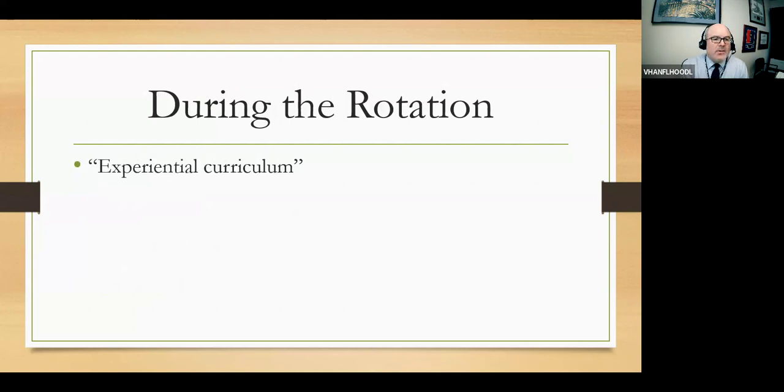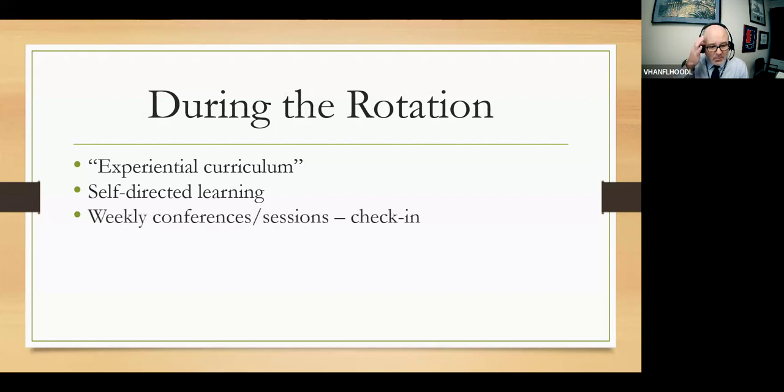During the rotation, I think we tend to leave them up to that experiential curriculum. I haven't seen much in terms of that in surgical. I did see that there were certainly some cases that they can review in preparation and do simulated cases. But in terms of focused reading, we tend to like them reading on the patients that they're seeing.